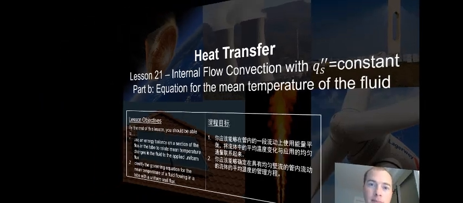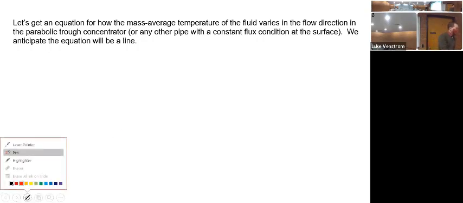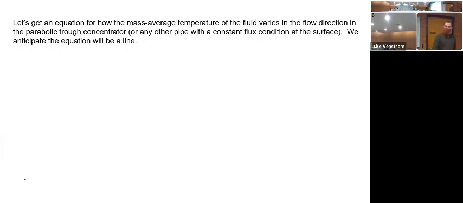On with the lesson. First, making it possible for us to calculate the mass average temperature of the fluid anywhere in the concentrator. So if someone said, what's the average temperature of the fluid halfway down the concentrator? You could make the calculation. We actually don't need heat transfer at all for this particular question because we know what the rate of heat transfer is across the wall.